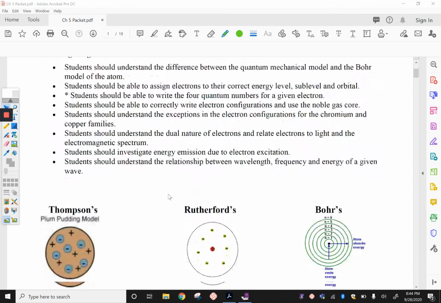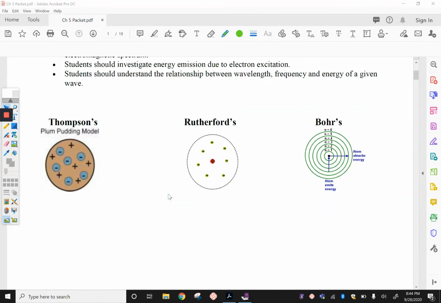So to start off, we're just going to review real quick the different models of the atom that we've studied so far. So we talked about J.J. Thomson's plum pudding model, where he said that the atom looks like a chocolate chip cookie, where the dough is the protons, and then we have embedded in there the electrons.